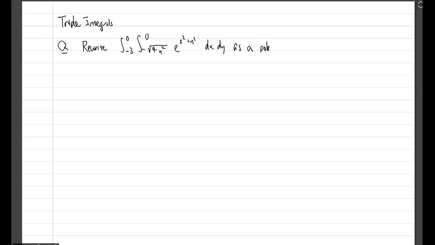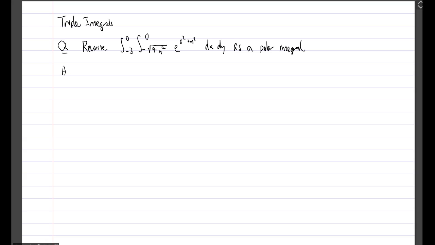We'll turn our attention to triple integrals in just a moment, but first, let's do a little review question. Let's rewrite the double integral from negative 3 to 0, integral from negative root 9 minus y squared all the way up to 0 of e to the x squared plus y squared dx dy as a double integral in polar coordinates.